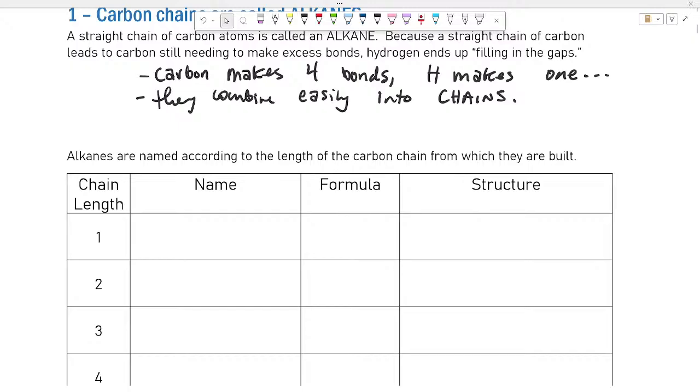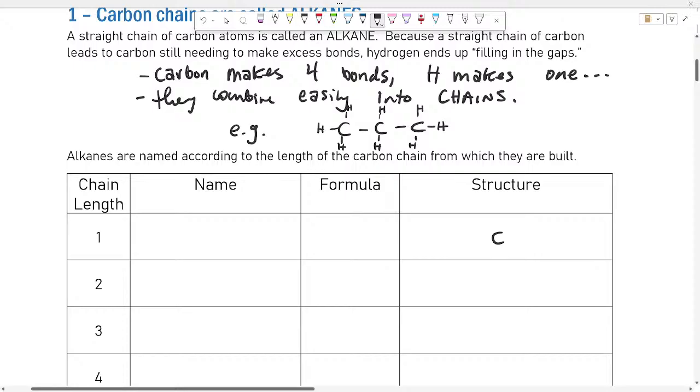Anyway, so just as an example, if we wanted to make a carbon chain that was 3 carbons long, it would look like this. And on every one of these little bonds, we would have a hydrogen. Just like that. Does that make sense? Okay. Now, that's with 3. What if it was just a chain of 1?